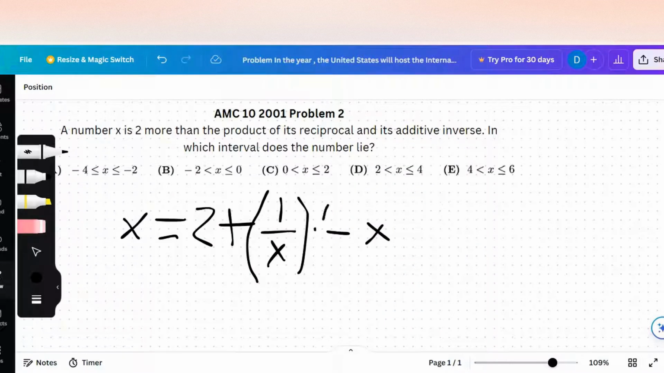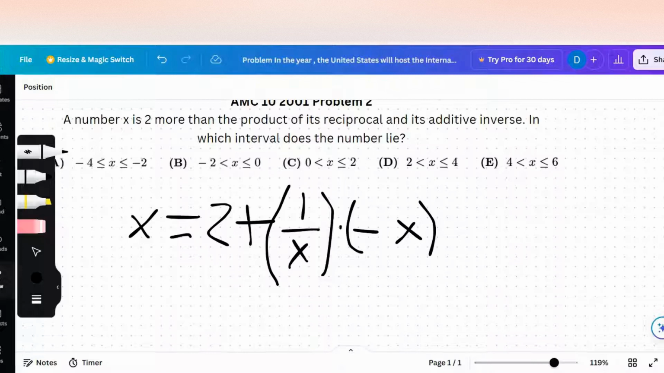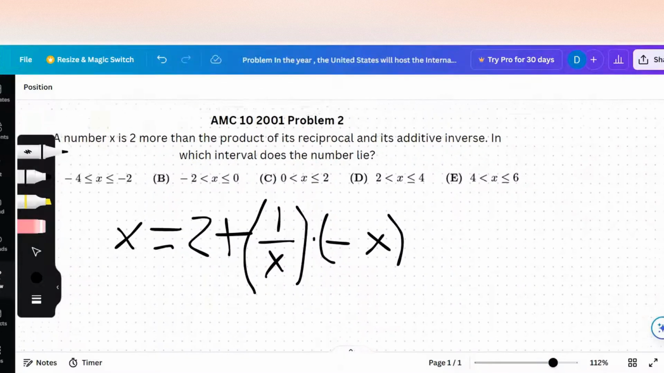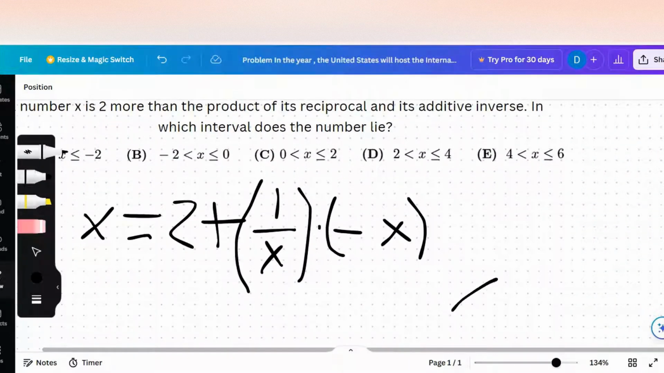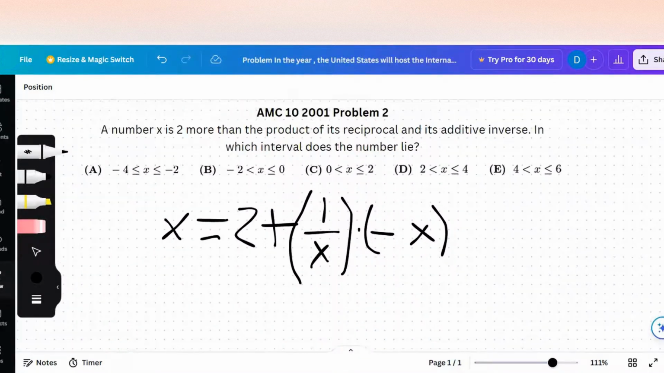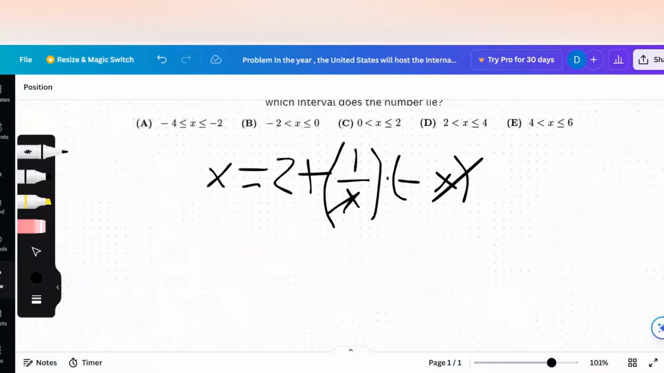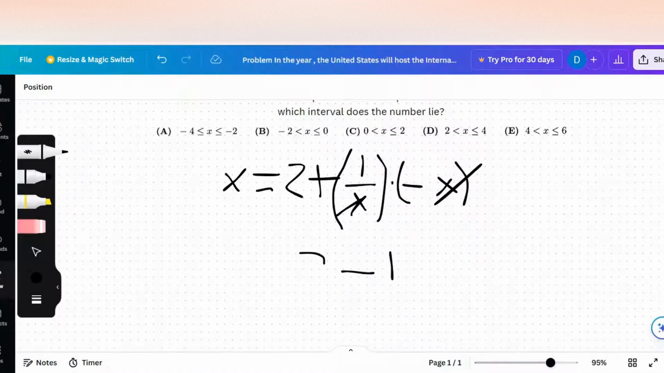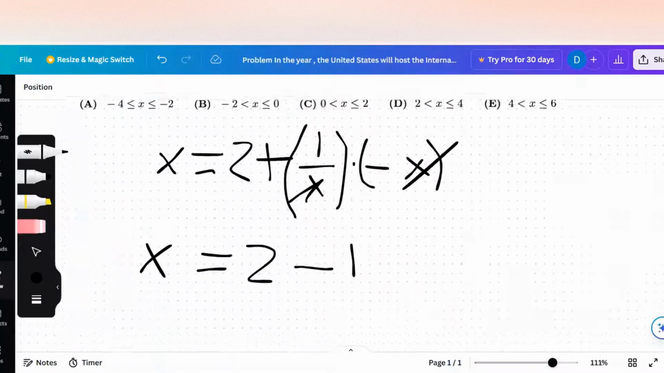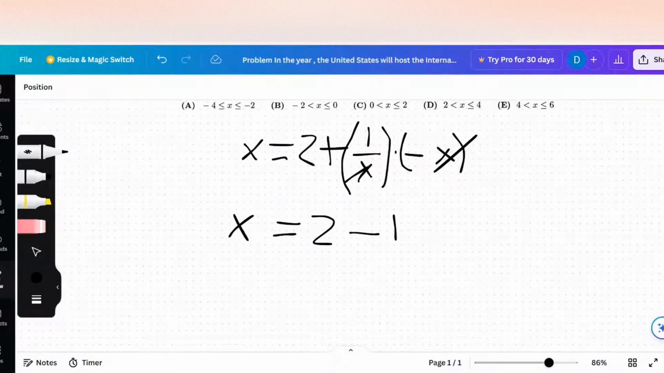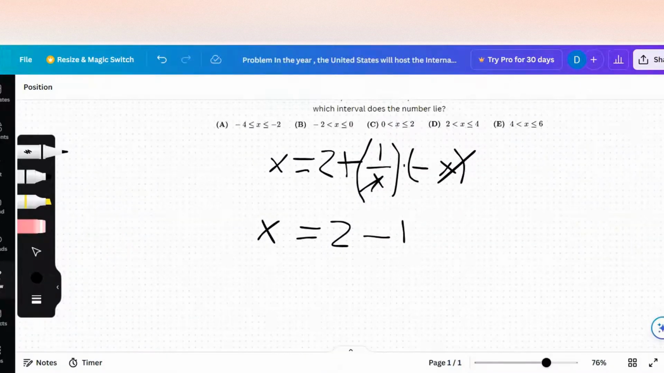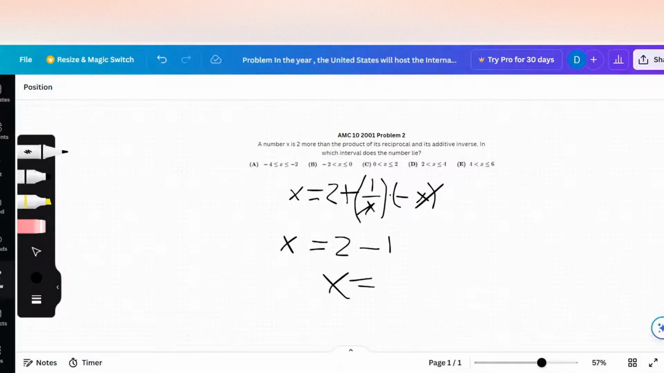So we have x is equal to 2 plus the reciprocal of x times negative x. And that's a pretty simple equation. All we have to do is cross out x when we're multiplying, and then we're left with -1, and we have 2 already given, so that means x equals 2 minus 1. We just simply expanded the equation and solved for x, which is 1.